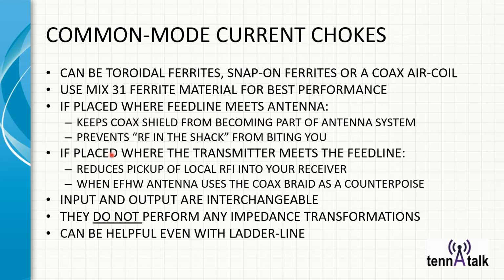If it's placed where the transmitter meets the feed line, it reduces pickup of local RFI into your receiver, and when end-fed half-wave antennas are used, it could act as the counterpoise for your end-fed half-wave. The input and the output are interchangeable. It's a one-to-one relationship. They do not perform any impedance transformations, and they can even be helpful with ladder line.